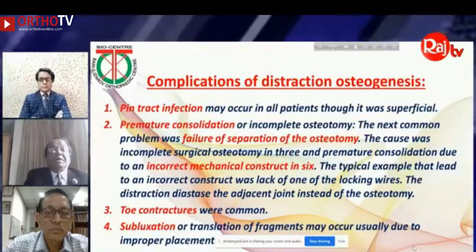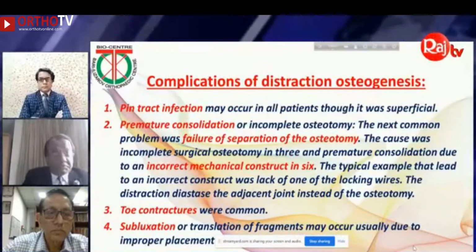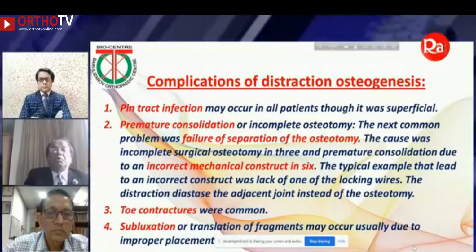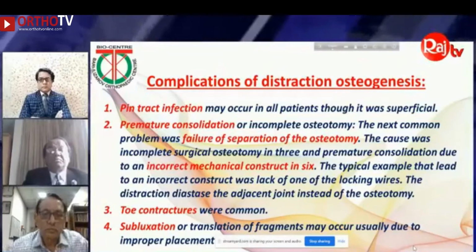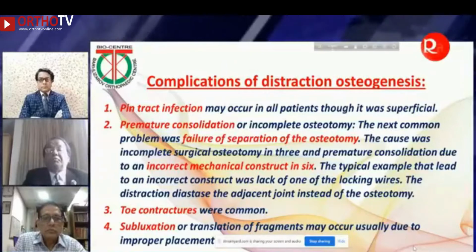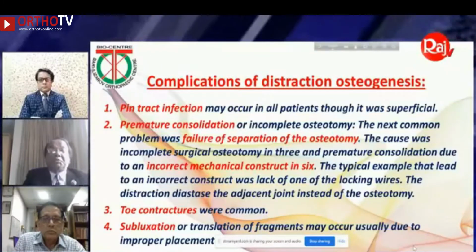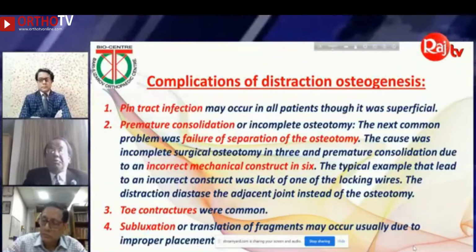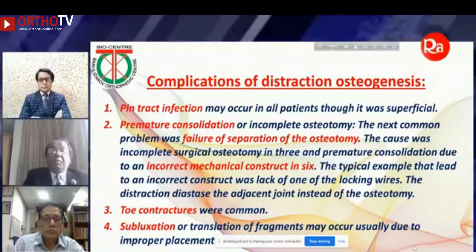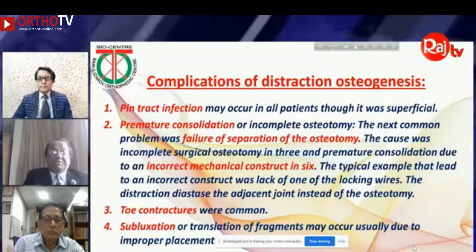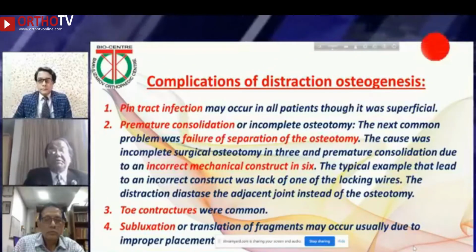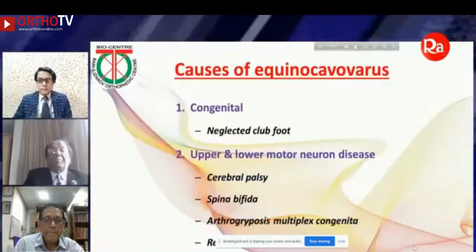And dear friends, in every surgery, there are complications. Whenever you see complications during distraction or after application of the Ilizarov, you can correct all these complications. Pin track infection, this is nothing. Premature consolidation or incomplete osteotomy, if you see, you can go for a second osteotomy. True contractures are common. That's why we go for putting the 1 or 1.5 K wires through the phalanges up to the metatarsals. And sometimes when you are doing the distraction, you will get the subluxation or translation of the fragments.